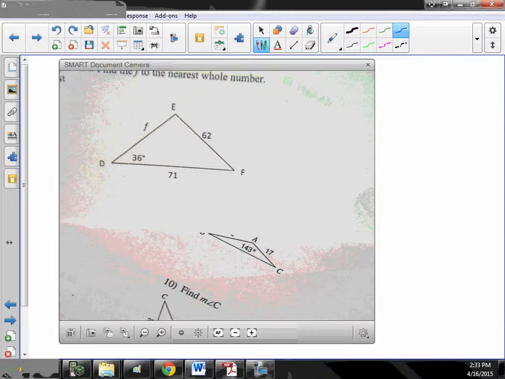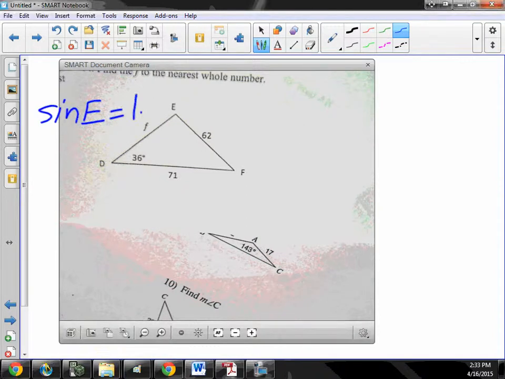So if I do the law of sines and I get the sine of E equals like 1.1, then there is no triangle. Okay? So this one either has no solution or 2, unless, of course, the sine of E is 1, and then there would be one solution.